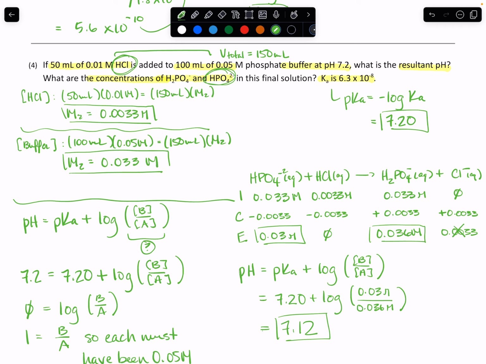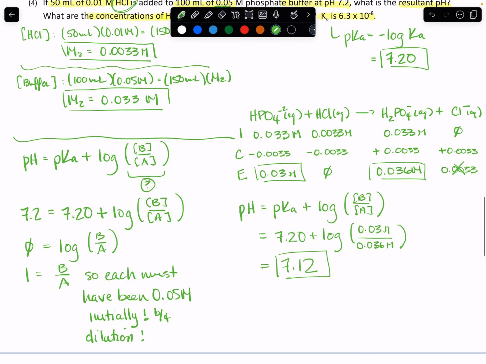That is lower than what it was for our pure buffer, right? Our pure buffer had a pH of 7.2. This is reasonable, right? I added in some acid. I used up a little bit of the base component of my buffer. So I have a decrease in my pH value because of that increase in conjugate acid concentration.